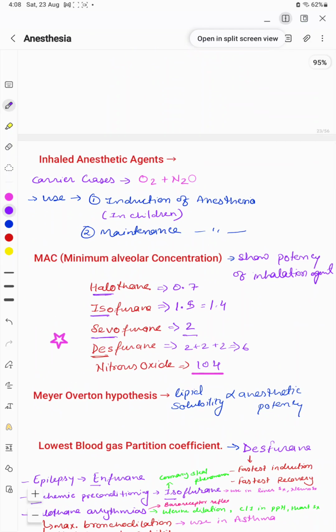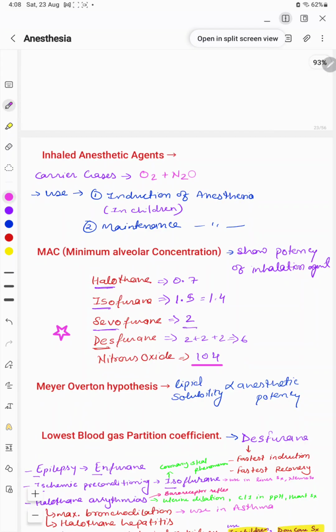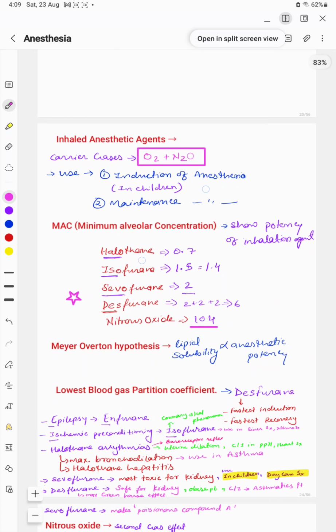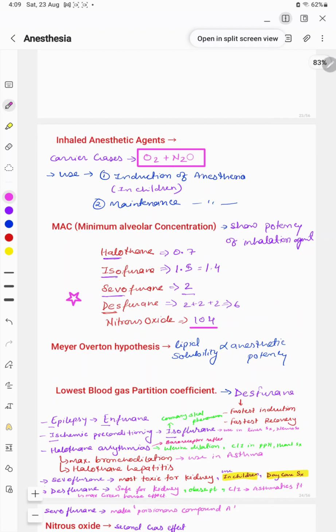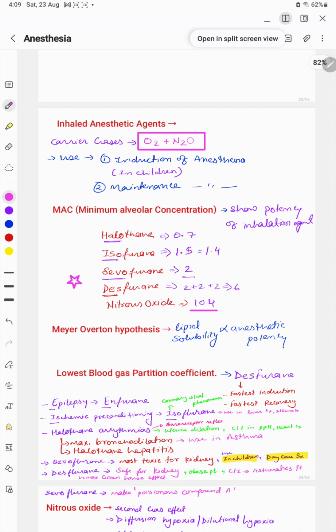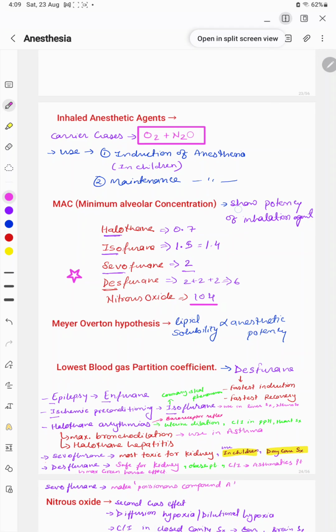Okay, now we are going to discuss inhaled anesthetic agents. In inhaled anesthetic agents, the gases are oxygen and nitrous oxide as the carrier gases. You remember in I think the first or second slide I already discussed this. What is the carrier? I told you oxygen and nitrous oxide are the carrier gases. And what is the use of inhaled anesthetic agents? Induction of anesthesia in children, maintenance of anesthesia.